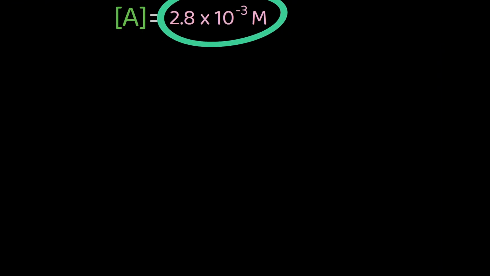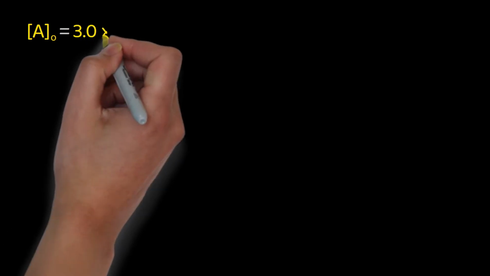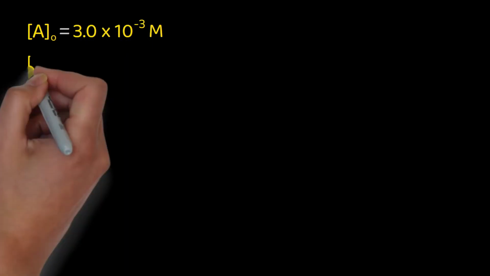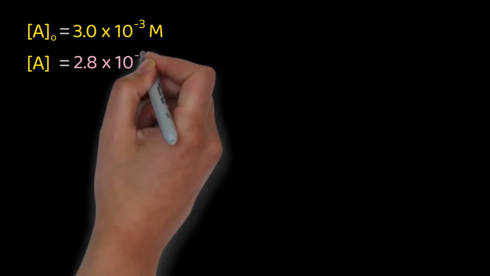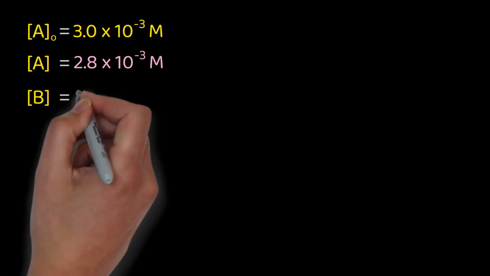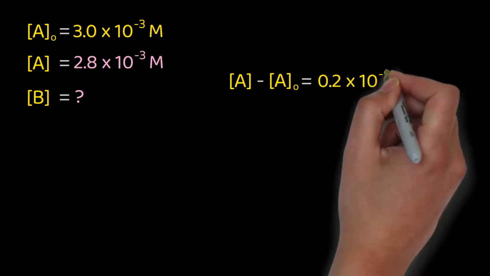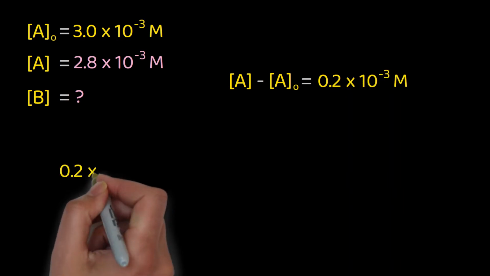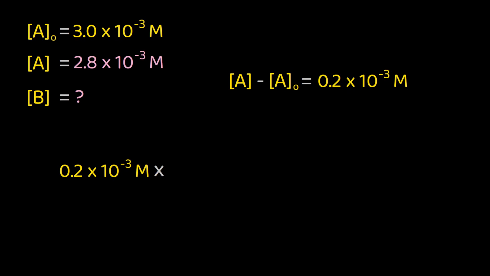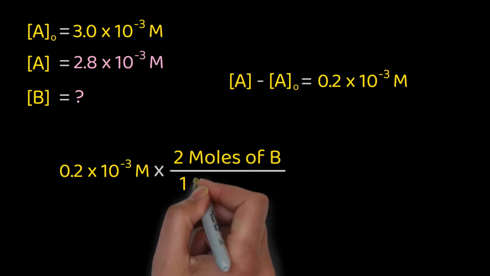If we started with only A, what is the concentration of B after the same time? We need to subtract the initial concentration from the final concentration of A. We can then do a simple molar ratio since we know that 2 moles of B are created for every 1 mole of A used up. We simply multiply by 2 and get the concentration of B as 4 times 10 to the minus 4th molar.